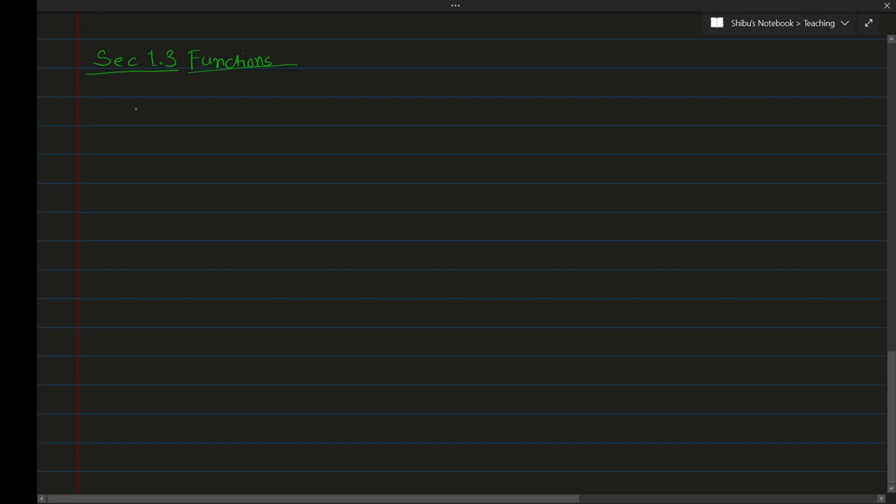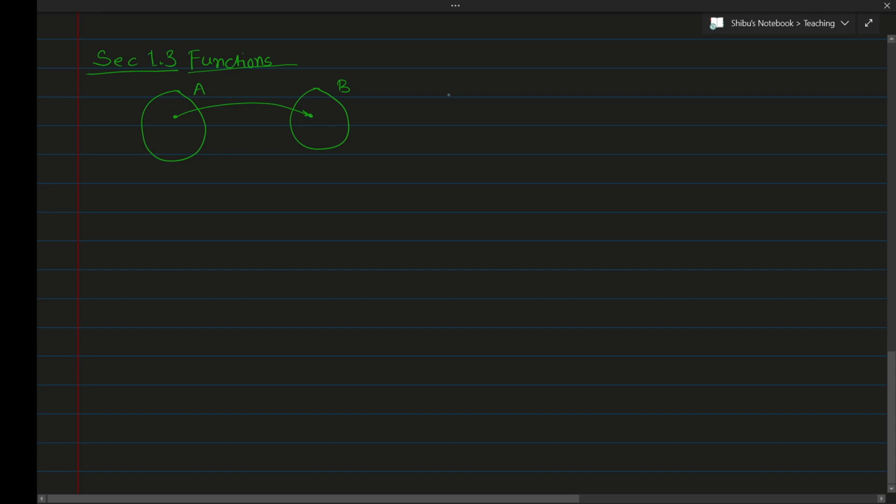So a function assigns the element of a set A to the element of a set B. So let's say we have a set A and we have a set B. This is set A, this is set B. So it is a rule that assigns one element of this set A to another element of this set B.